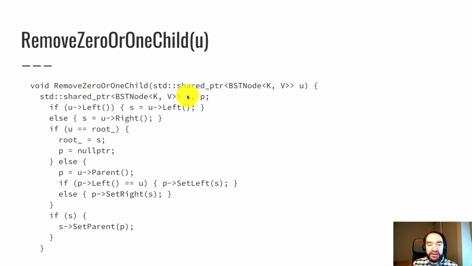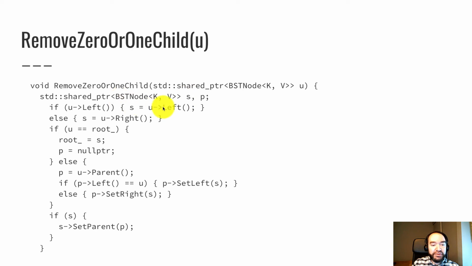Okay, so we set up 2 pointers to nodes. One is called S, the other is called P. S is the pointer to the node that's going to take the place of U. It's going to be the pointer that fills the hole left by U. P is going to be the parent of S. So we're cutting out U, and P is whatever is above U, the parent that's now becoming a parent of S, and S is the node below P that's taking the place of U.